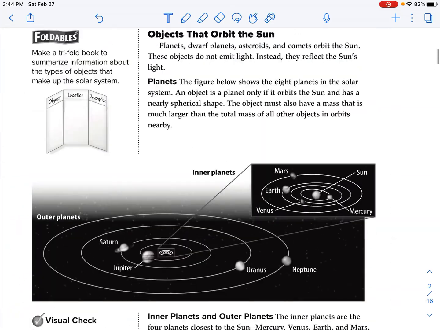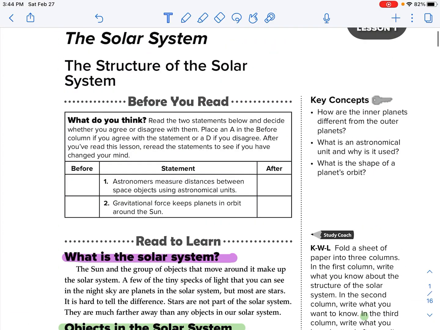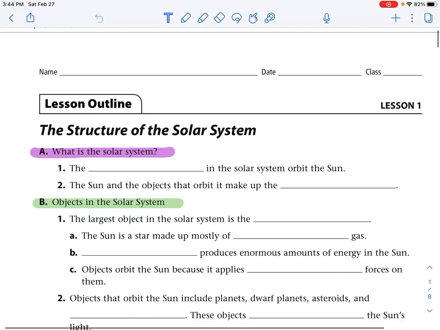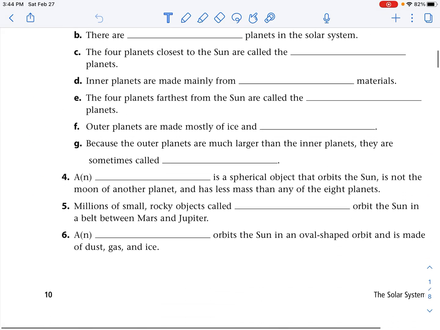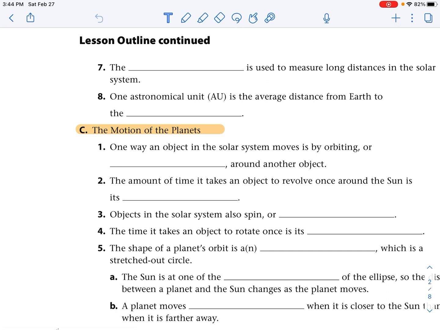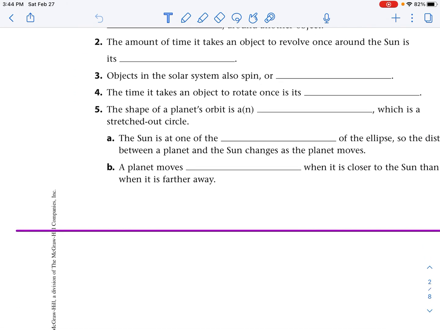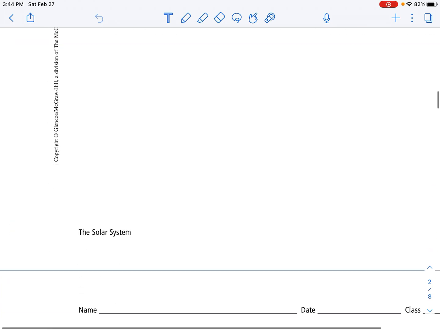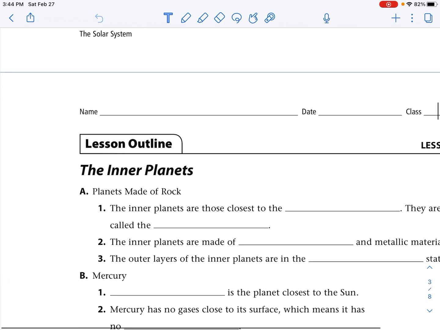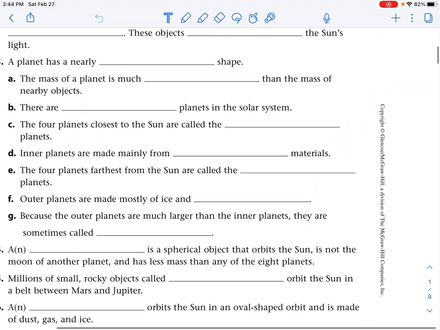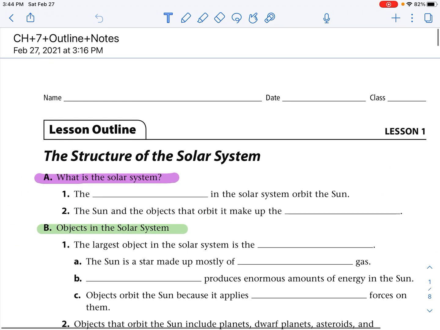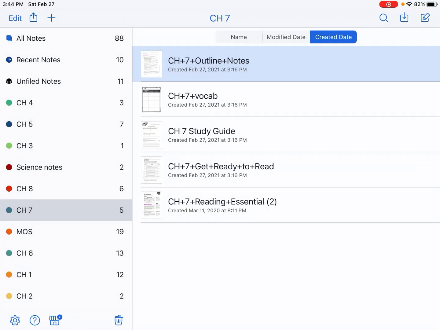All right, so let's also go ahead and get our outline notes set up as well. So highlight what is the solar system in purple, objects in the solar system in green, and then scroll down to the motions of the planet in orange. And if you want to continue a little further, you can put your line because that's the end of lesson 1. Okay, come to lesson 2 next time. All right, so let's get ourselves set up so that we're ready to roll, okay?